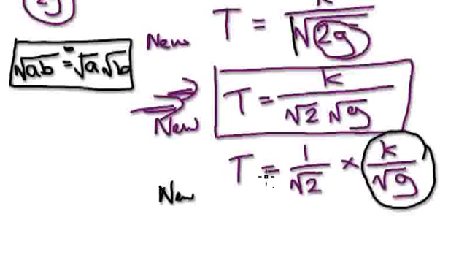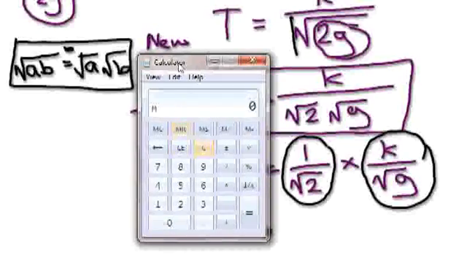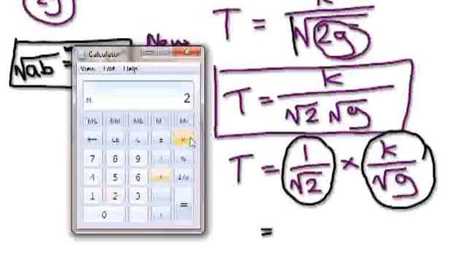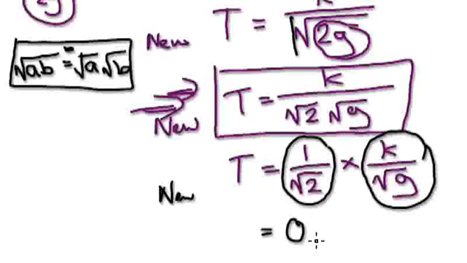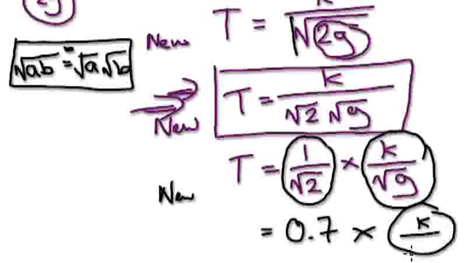Now our new time is going to be this much times the old time. So let's work that out on a calculator. Root 2, let me put it into memory, and then we get 1 divided by that. 1 divided by root 2 equals 0.7. So 0.7 times the old time, k over root g. So you see, when you double gravity, the new time will be 0.7 times the old time.